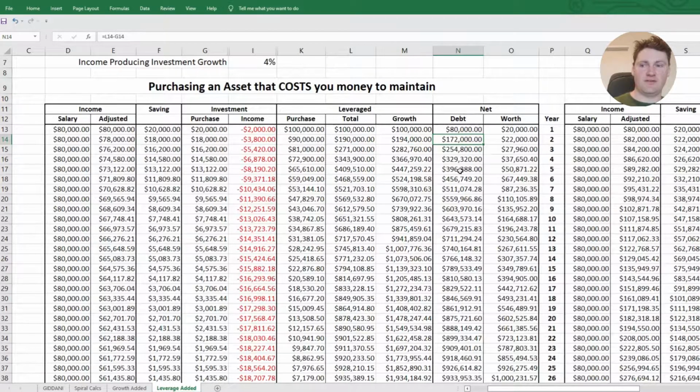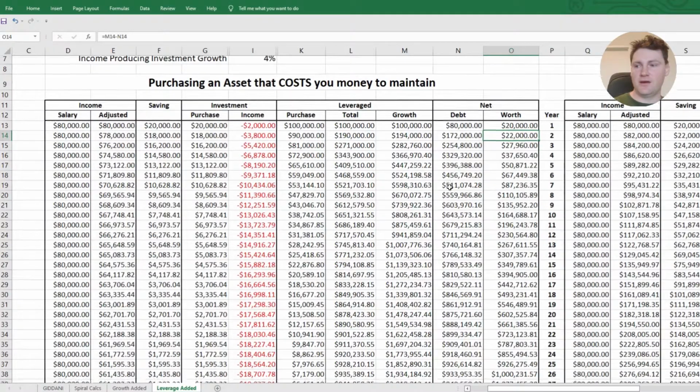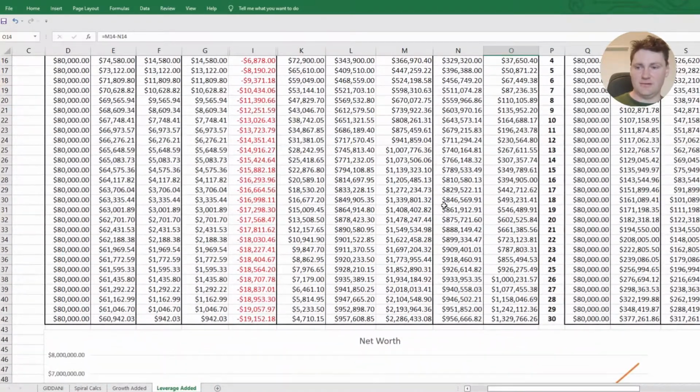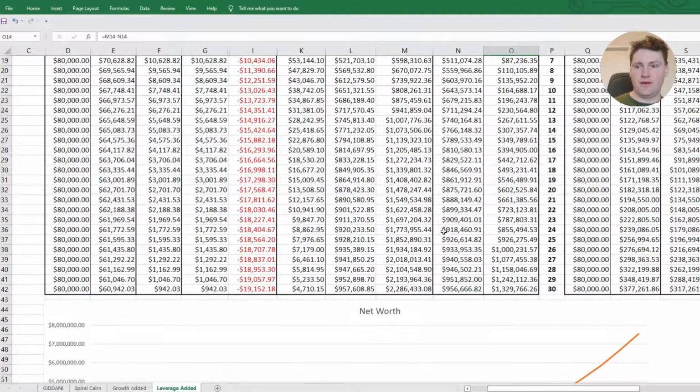Your debt is 172,000 and your net worth is $22,000. As this goes down all the way to the bottom, you can see that the numbers start to get out of control, which is quite interesting. And this is because the leverage is applying a positive factor to you, so long as you can maintain it.